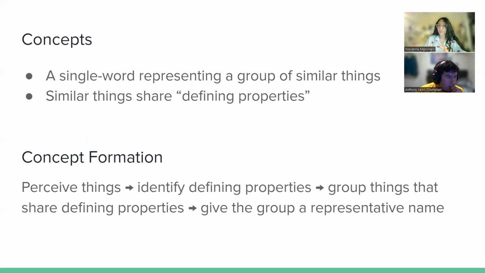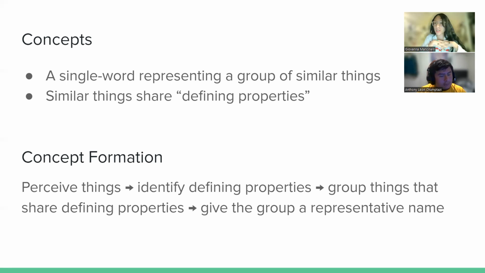And then there's concepts. Now, I sort of mentioned an example of concepts just now, but they are a single word that represents a group of similar things. And the similar things share a defining property. So we talked about defining properties in my class, and basically they are the most important vital properties of the object. They are what makes the object the object.